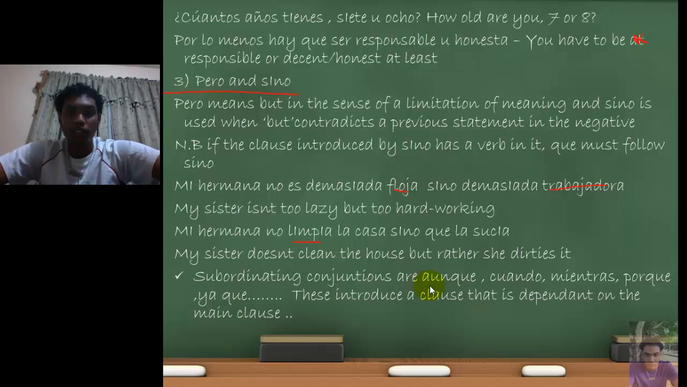The subordinating conjunctions are aunque, cuando, mientras, porque, ya que, right? And these are obviously dependent on the main clause, right?